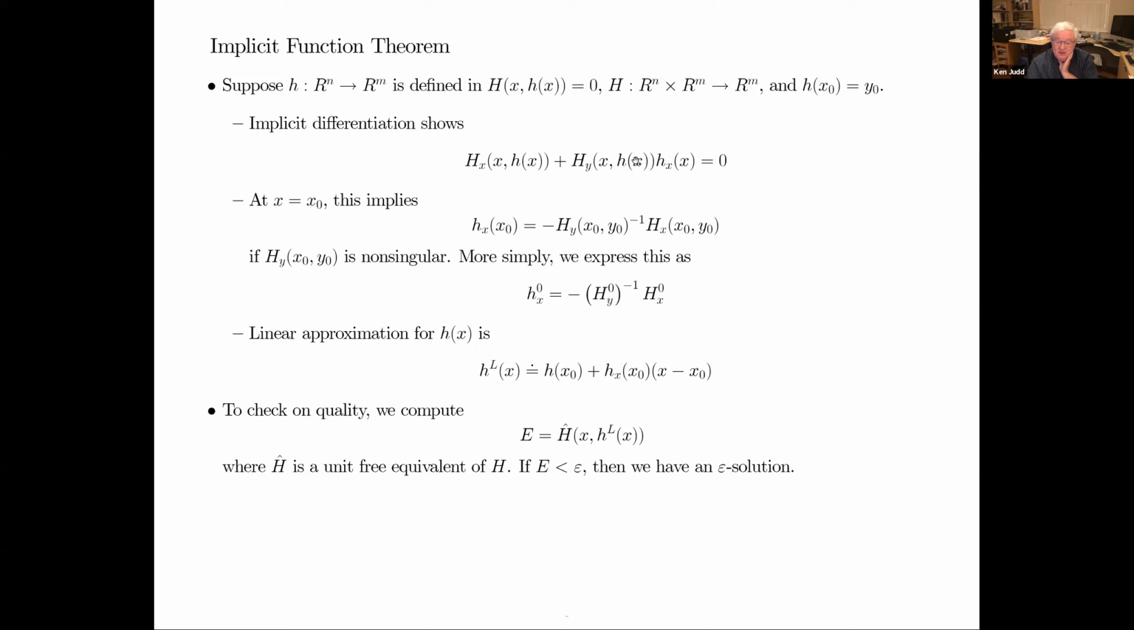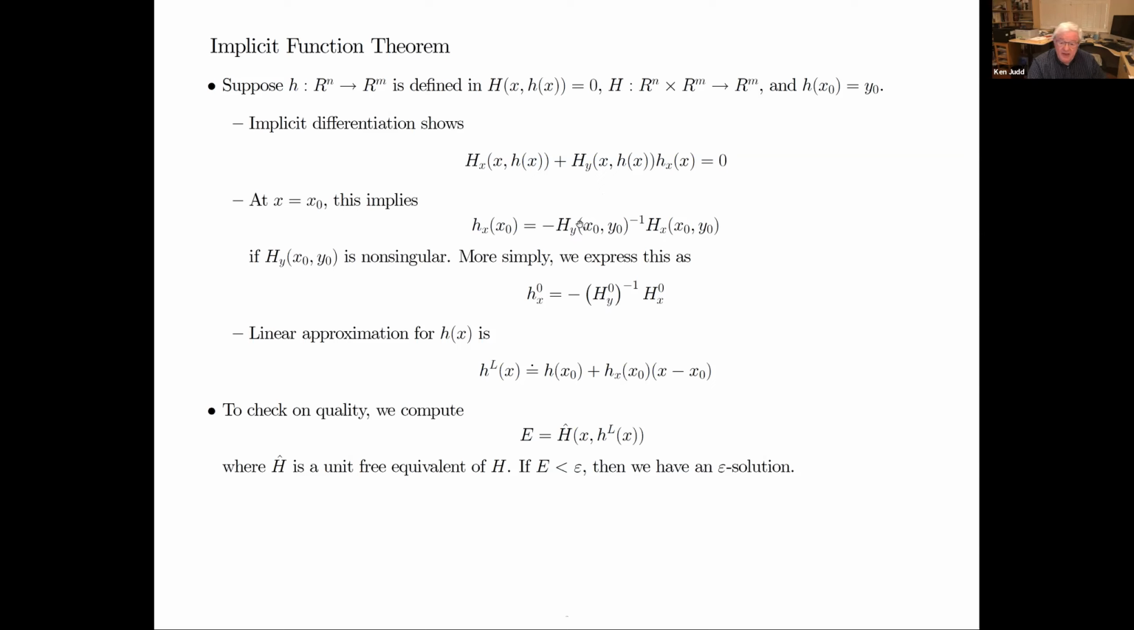And this is just a system of linear equations. So basically the gradient of little h with respect to the variables x is equal to the inverse of the Jacobian of big H with respect to y times the Jacobian of big H with respect to x.